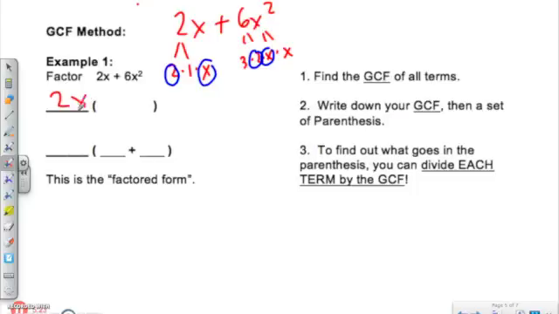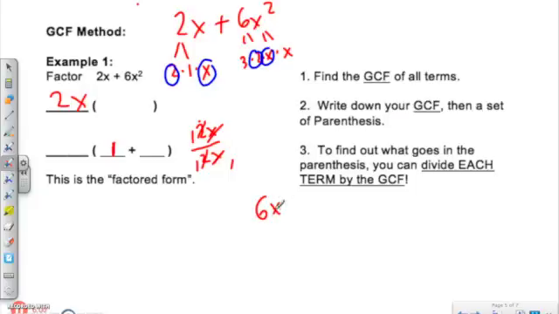So my second step when I'm factoring using the GCF is going to be write my greatest common factor out to the side here, and then I'm going to put a set of parentheses. Now, to find out what goes in the parentheses, you can divide each term by the greatest common factor. So we are dividing each of these terms by the greatest common factor. If we divide 2x by 2x, our 2's are going to divide and give us 1. And our x's are going to divide and give us 1. So we're just going to have a 1 in this slot right here.